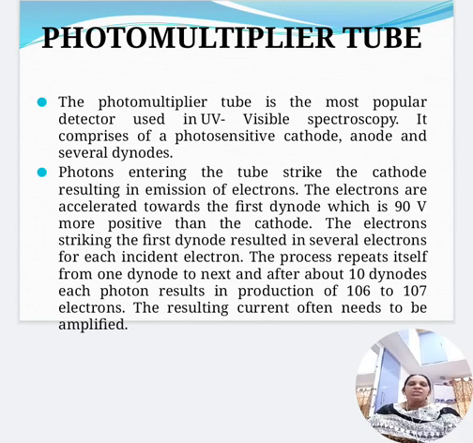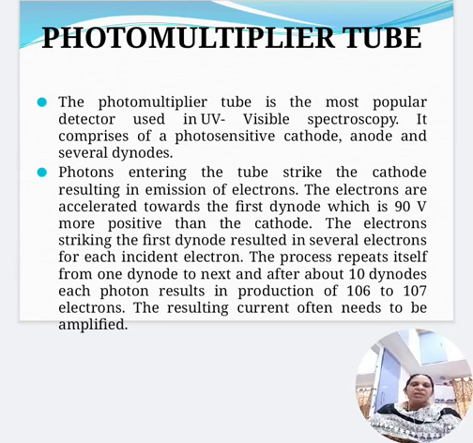It comprises a photosensitive cathode, an anode, and several dynodes. Photons entering the tube strike the cathode, resulting in the emission of electrons. The electrons are accelerated towards the first dynode, which is 90 volts more positive than the cathode. The electrons striking the first dynode result in several electrons for each incident electron.